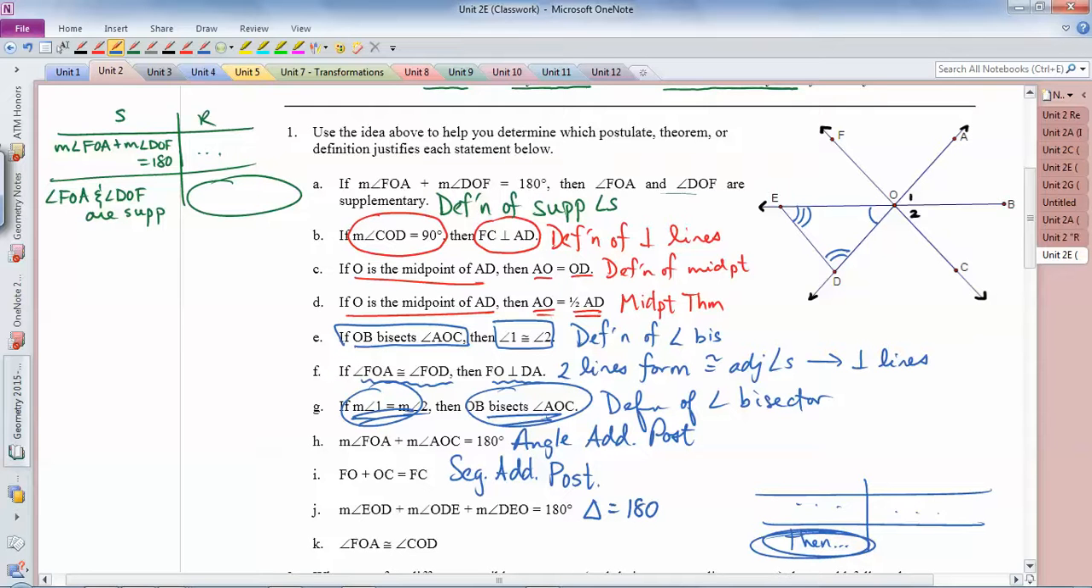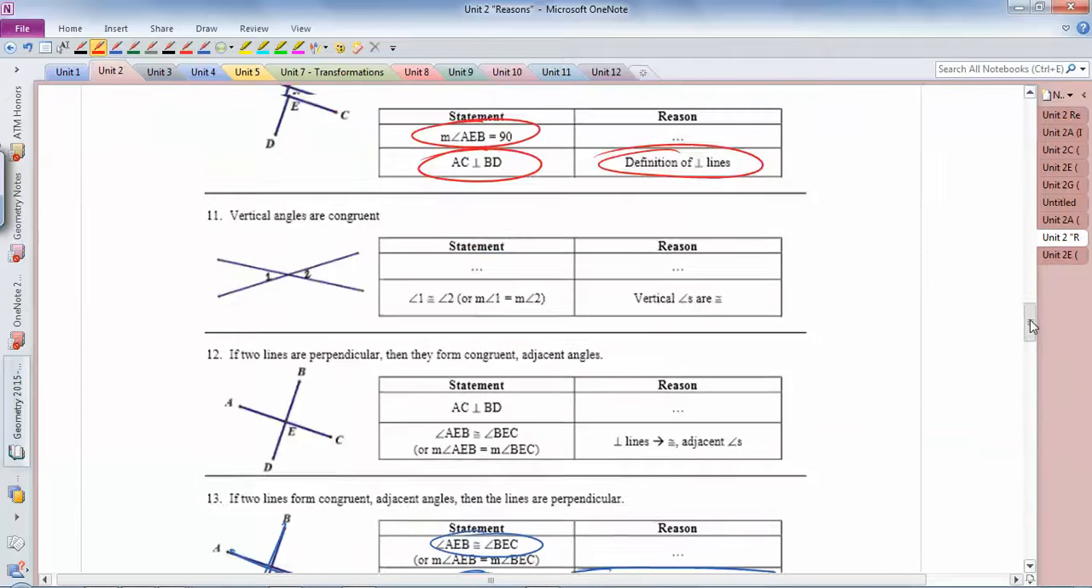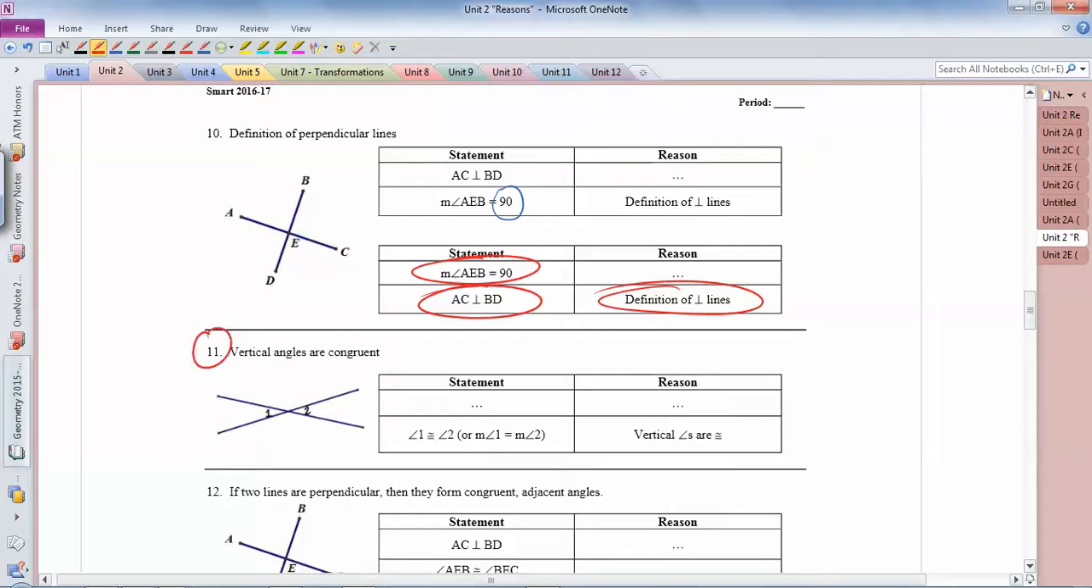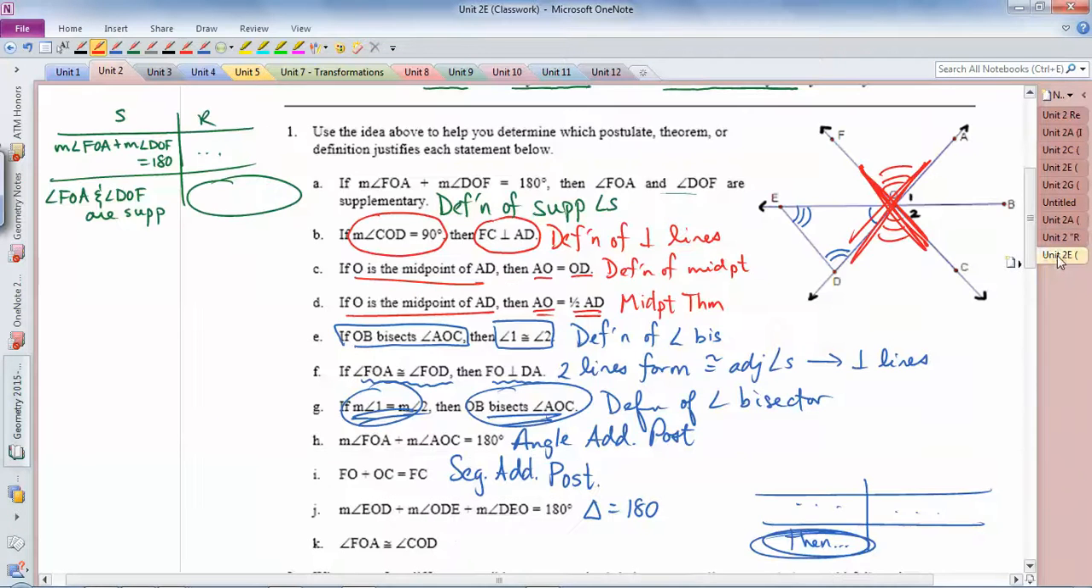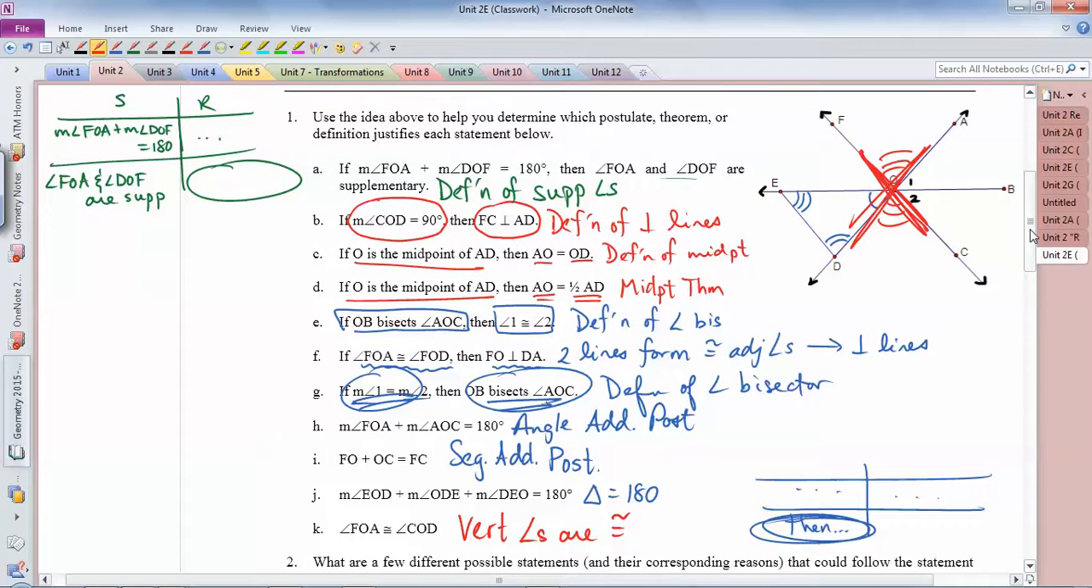And then the last one, FOA, that's this angle, is the same as COD, which is that angle, and you might be able to tell those are vertical angles. And if you come over here, what reason is that? There it is, 11. Vertical angles are congruent. As long as they're vertical angles, you can just immediately say they're congruent to each other. So this one is vertical angles are congruent, just like that. And then that's it.